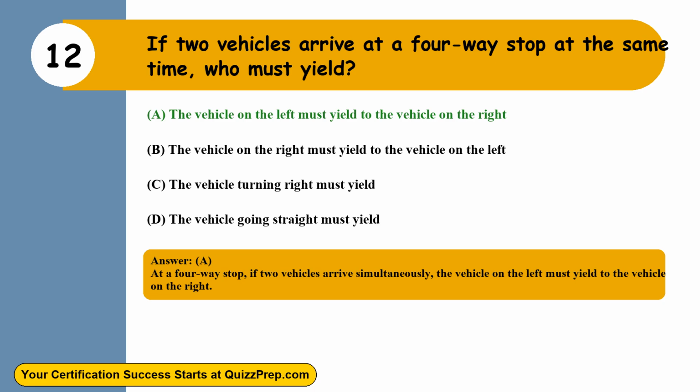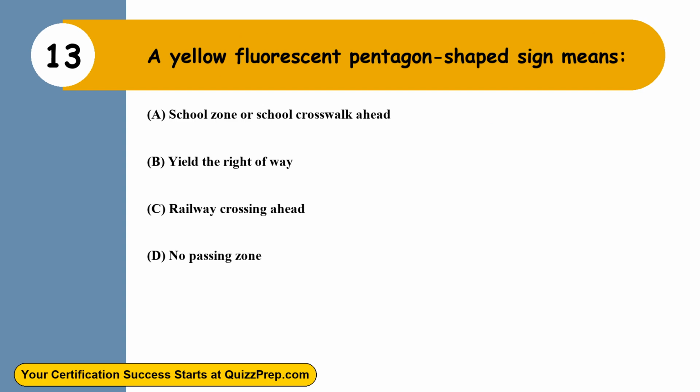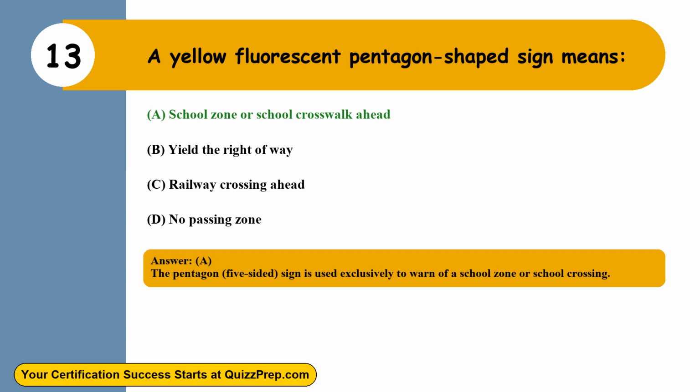Question 13. A yellow fluorescent pentagon-shaped sign means. Option A. School zone or school crosswalk ahead. Option B. Yield the right of way. Option C. Railway crossing ahead. Option D. No passing zone. The correct answer is option A. School zone or school crosswalk ahead. The pentagon, 5-sided, sign is used exclusively to warn of a school zone or school crossing.